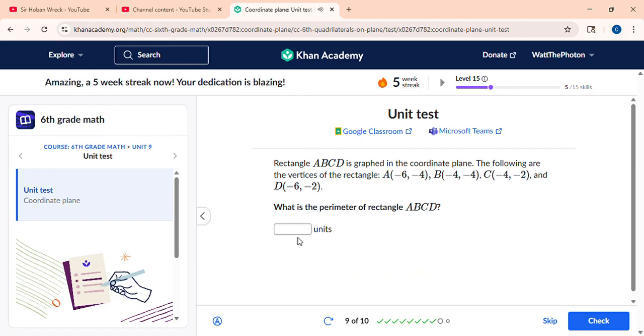ABCD is graphed in the coordinate plane. The following are vertices of the rectangle. What's the perimeter of the rectangle? So we have a delta of 2, and then another delta of 2. So that's 2 times 2 plus 2 times 2 is 4, 8.